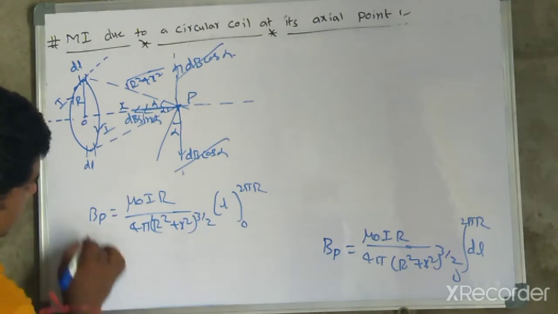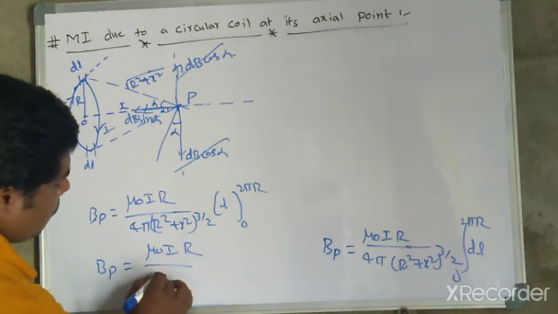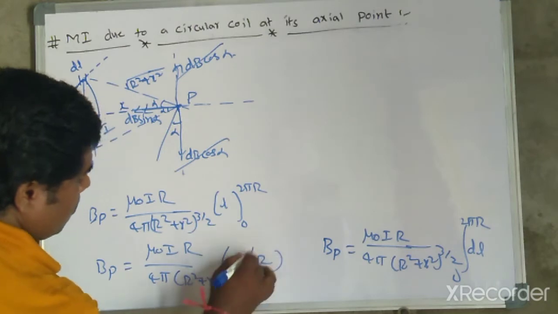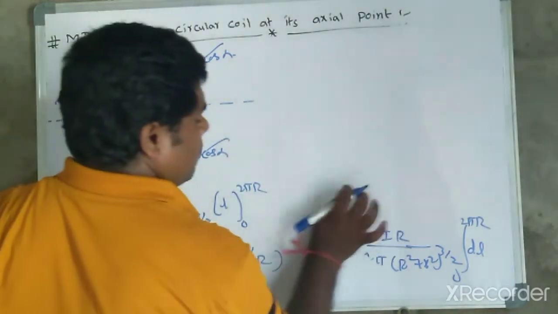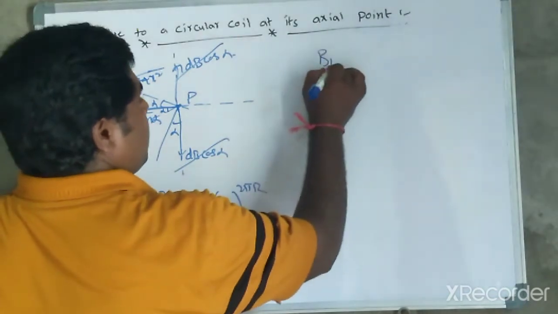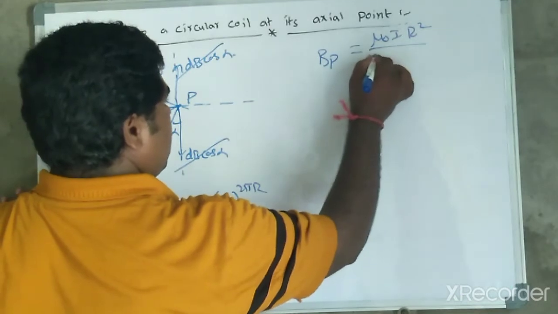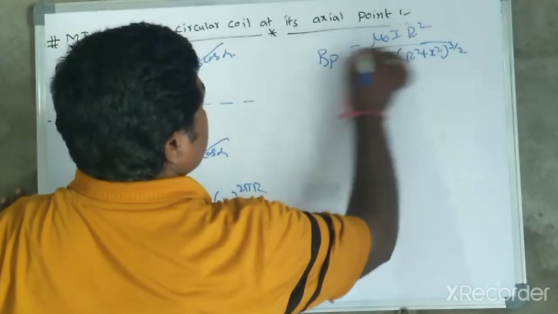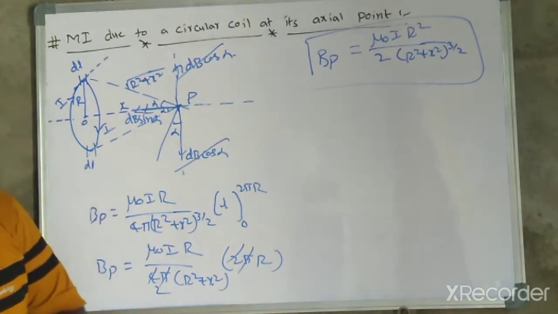So here BP is equal to mu naught I into r divided by 4 pi into r square plus x square whole power 3 by 2, into 2 pi r. Pi cancels, this is the 2, and the final value is BP equal to mu naught I into r square divided by 2 into r square plus x square whole power 3 by 2. This is the net magnetic induction at point P.